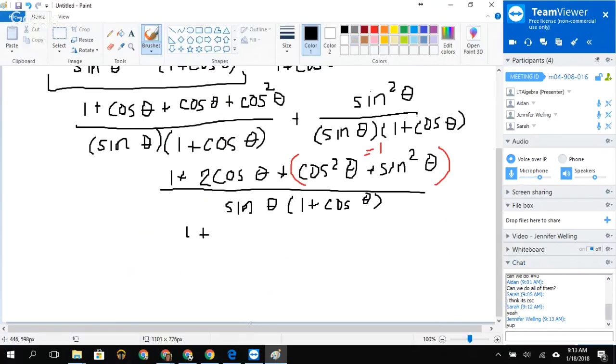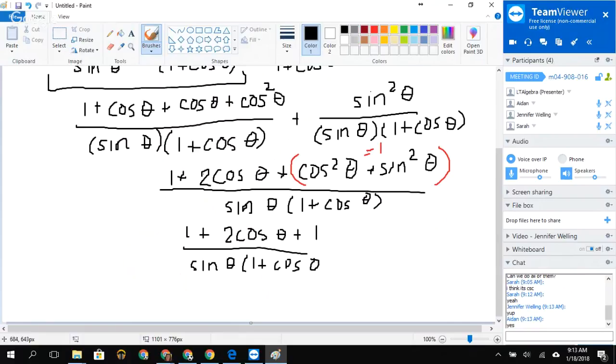So we got 1 plus 2 cosine theta plus 1, over sine theta times 1 plus cosine theta. Good, you guys are all here. And so you don't have to painfully watch me write, I'm just going to add this 1 and the 1 together by the power of technology, and make this plus 2, so you don't have to watch me rewrite it over and over again.